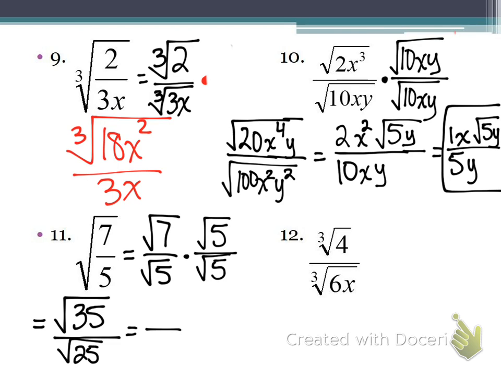What's the square root of 25? Will the square root of 35 simplify? No, it just breaks back into a 7 and a 5. And we've already talked about we cannot simplify these if one of them's under a radical and one of them is not. So we'll leave it alone.